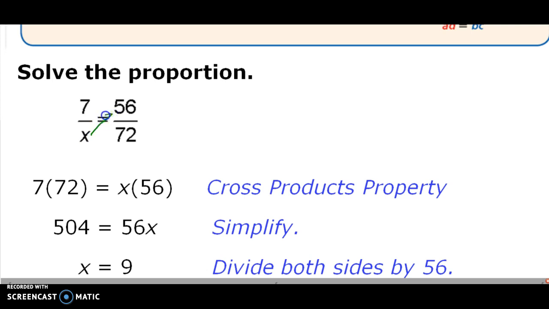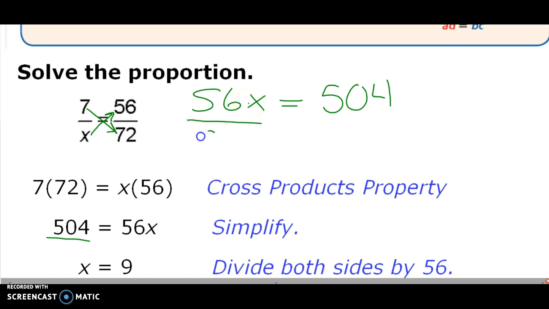Exactly. This times this is what? 56x. This times this is what? 504. Wait, what? What is 7 times 72, Kaylee? Put it in your calculator. Okay, it's 504. How do you undo 56 times x? Divide both sides by 56. You guys, this is algebra 1. X equals 9.